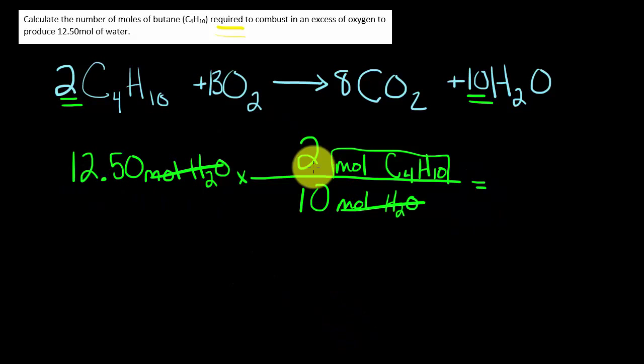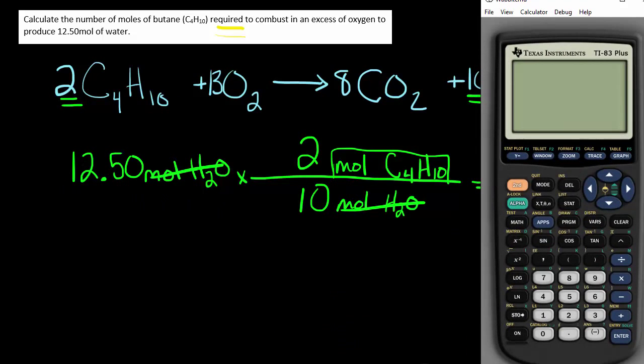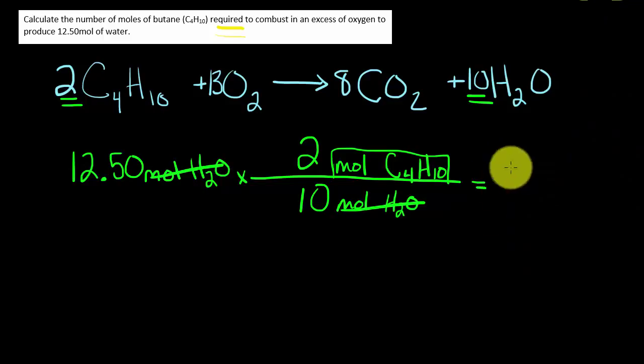So we have 12.5 times 2 divided by 10. So we bring up our calculator. We'll have 12.5 times 2, so that's 25, divided by 10. And of course, dividing by 10 just moves the decimal over to 2.5. So our answer is 2.5 moles of butane.